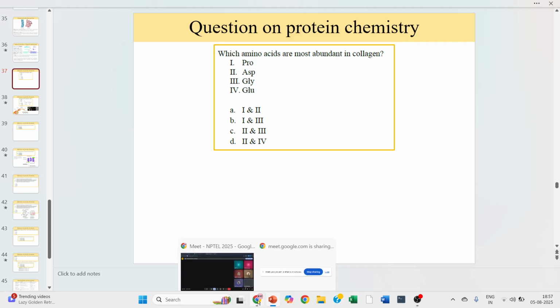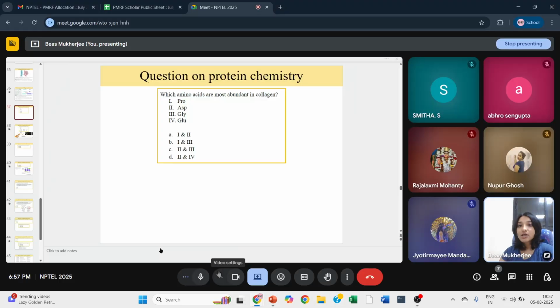Okay, now we have a small question. Try to answer this. Which of the amino acids are most abundant in collagen? Proline, aspartic acid, glycine, glutamic acid. So you have to select 2. Try to answer. You can answer in the chat box if you want. Okay, this should be simple. We just talked about this.